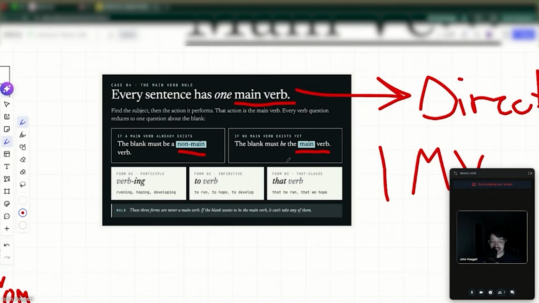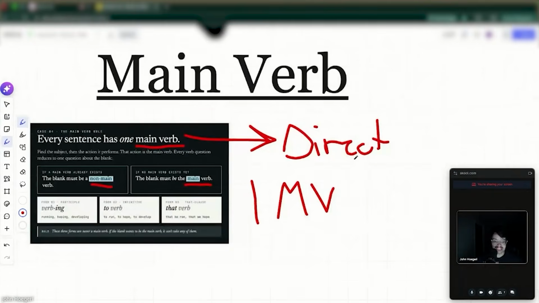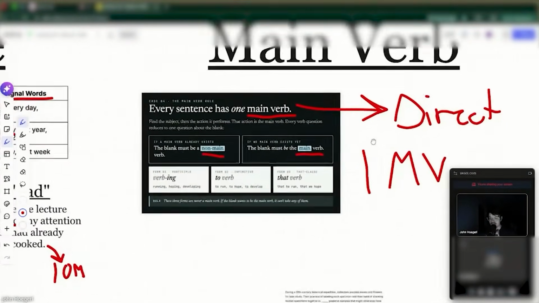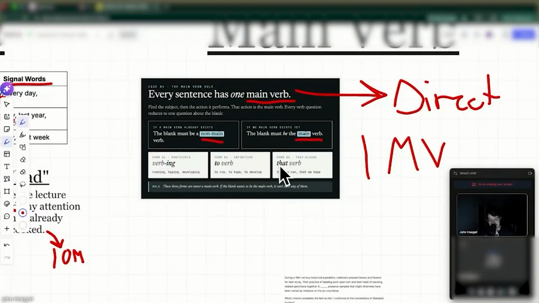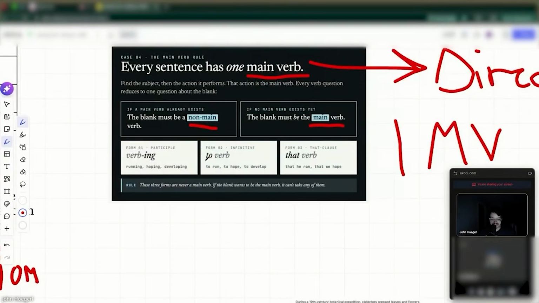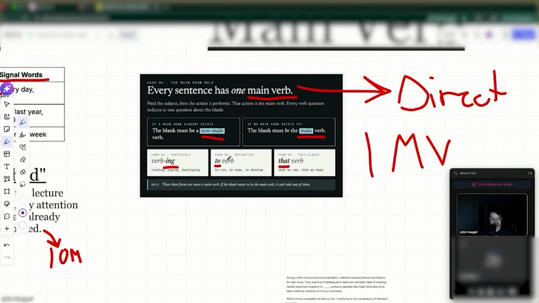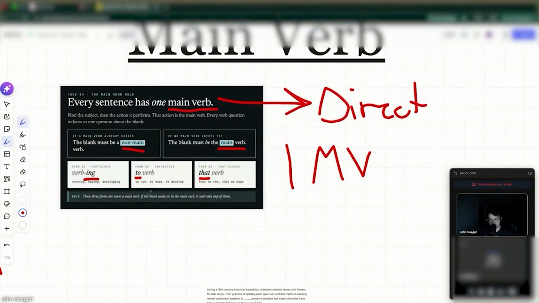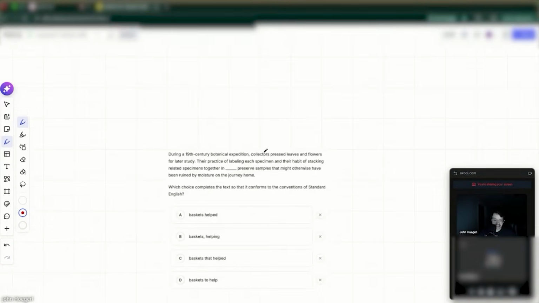Now, how do you know something is not a main verb? Well, like I said, it is not the most direct action of the sentence, but more specifically, one thing you can think about here is these three different exceptions. Okay, so three things that can never be a main verb are if it ends in "ing", if it starts with "to", and if it starts with "that". So if you ever see these, you know automatically not a main verb. So if you're trying to choose a non-main verb choice, you can pick one of these different things. Pretty simple, that's like the only rules here.